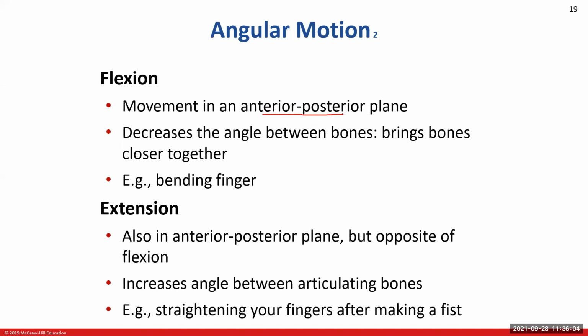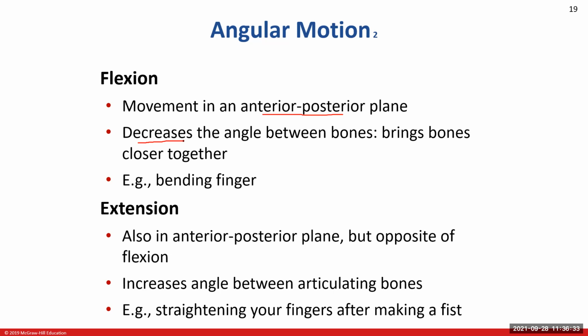When we're talking about flexion, we're going to decrease the angle between the bones, which means we're going to bring the bones closer together. So when you flex your elbow, as you're bringing a cup up to your mouth to drink, that is flexion. When you're clenching your hand into a fist, you are flexing your fingers.